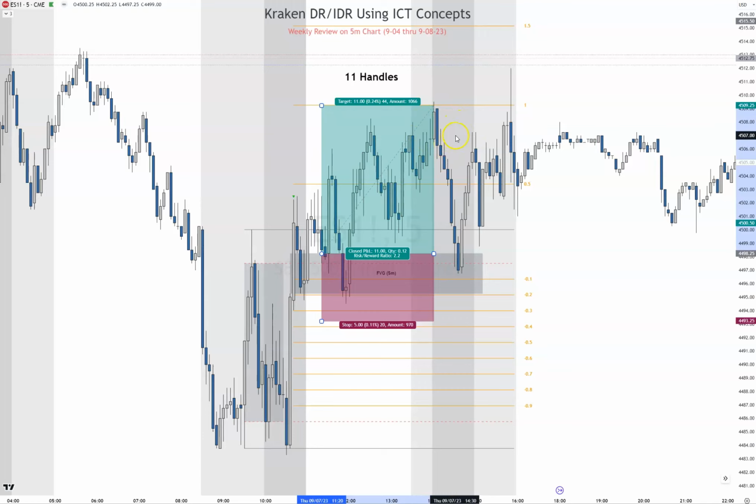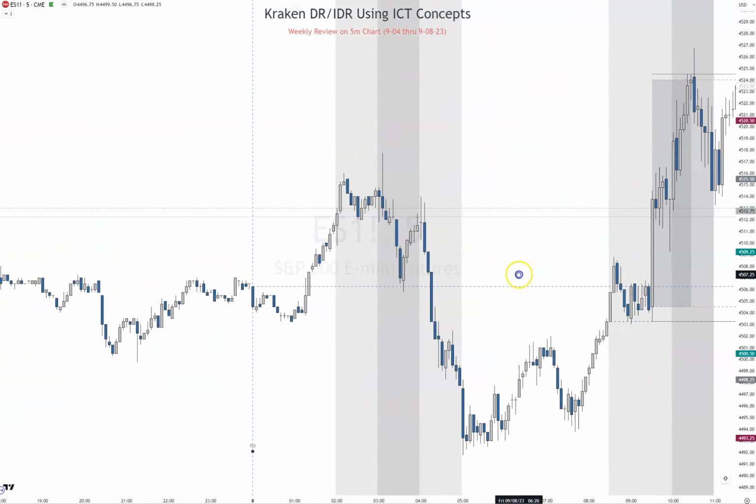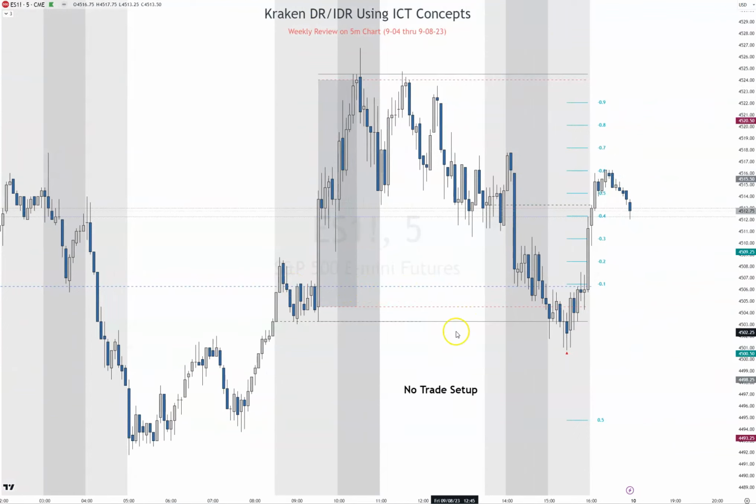So 11 handles. So for the week, we're at 26 handles at the moment. 15 for Wednesday plus 11. So we're at 26 handles. Friday, it's no trade setup day.